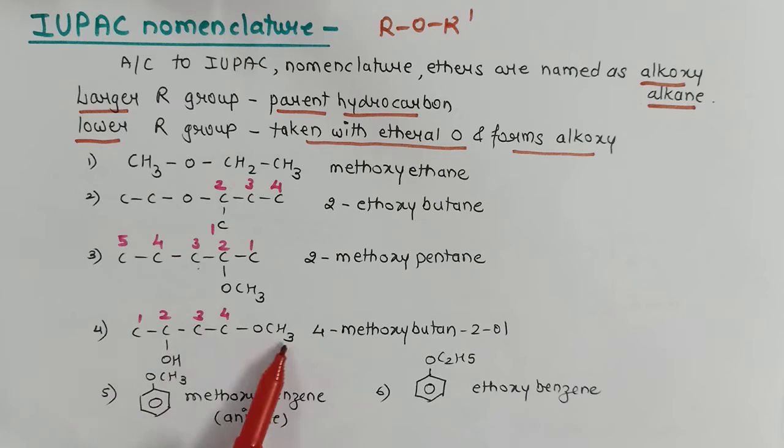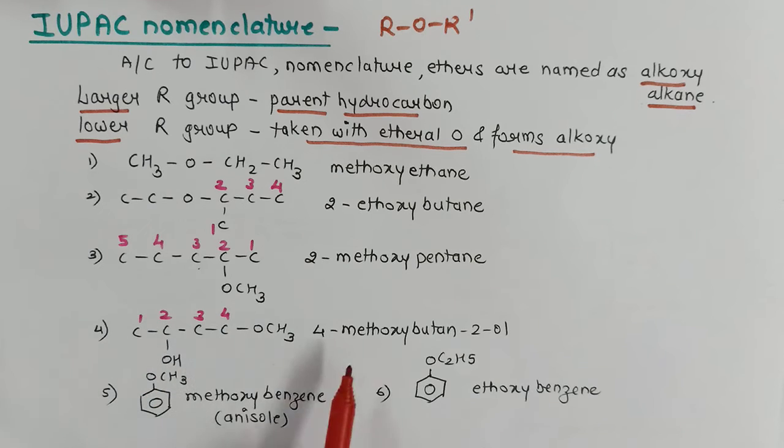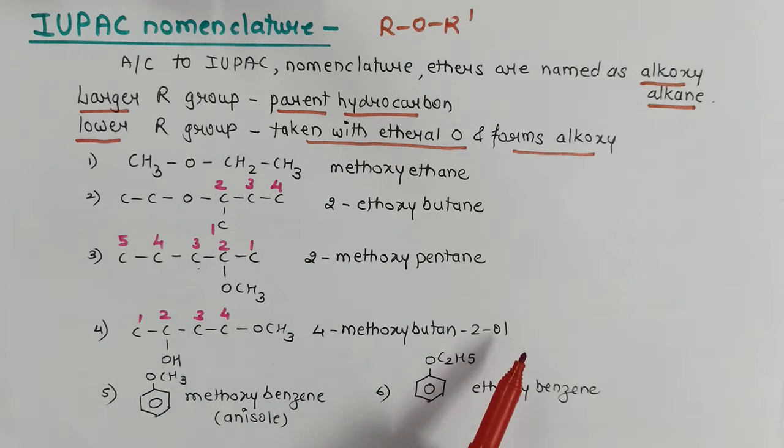In next example, there are two functional groups. We know the priority order or the seniority order which you have studied in class 11, and therefore the numbering will start from here, and this 4 carbon atom will be taken as parent hydrocarbon. So it becomes 4-methoxybutan-2-ol. Now if you move to nomenclature of aryl ethers, this can be named as methoxybenzene.